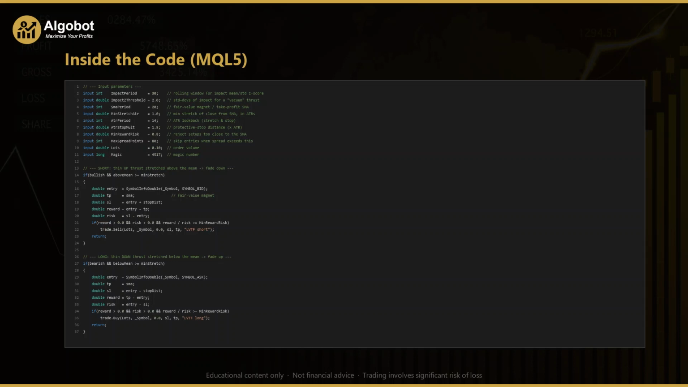The long block is the mirror. It fires when the bar is bearish and below mean is at least the minimum stretch, so price closed far enough below the baseline. Entry is taken at the ask, the take profit is again the SMA, and the stop loss is the entry minus the stop distance. After the same reward to risk check, it calls trade.buy. Notice that both sides point their take profit at the same baseline. The moving average is the magnet that every fade aims for.